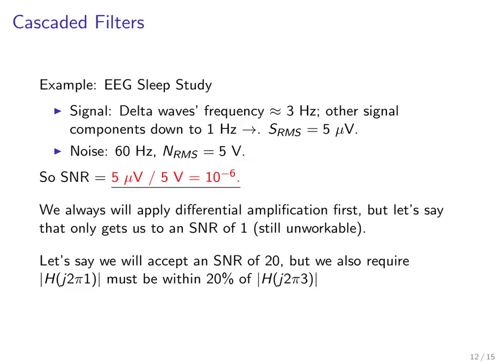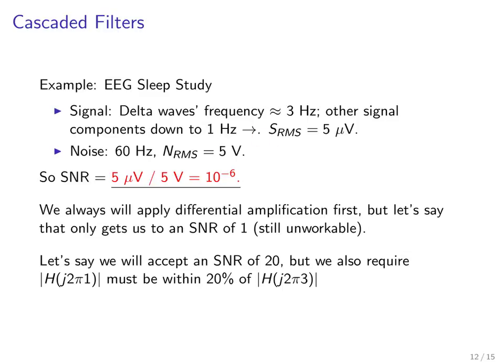Okay, so let's do a specific example of this, of cascaded amplification. Let's say that we're doing an electroencephalogram, EEG, sleep study. In this study, our signal is described as the following. We have these delta waves that we're trying to measure, with frequencies around 3 hertz maybe, and then we also have other signal components we care about down to about 1 hertz. So our overall signal region is about 1 to 3 hertz.